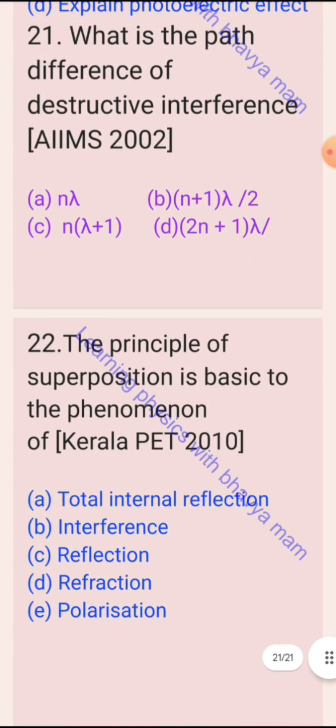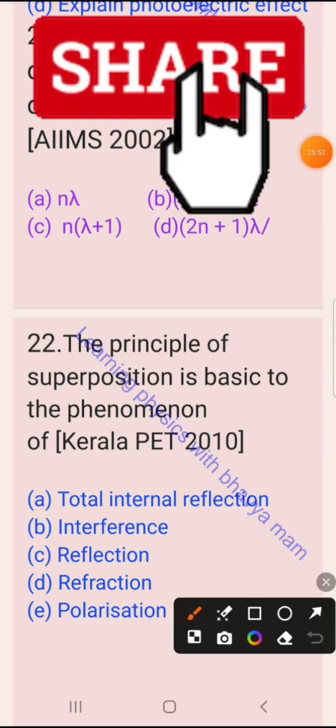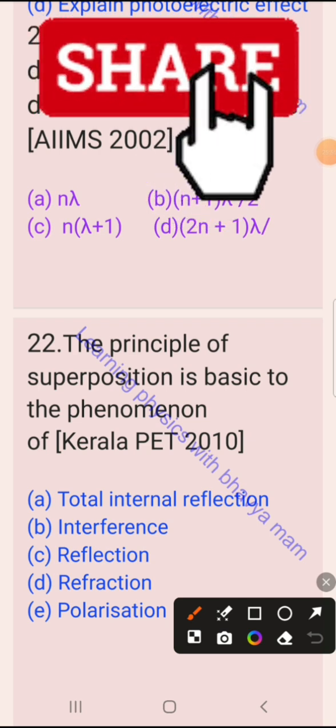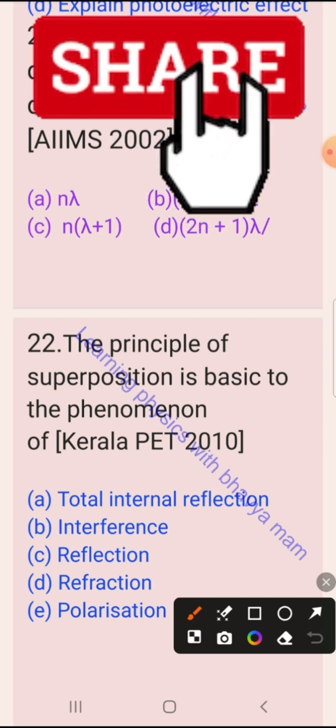21. What is the path difference of destructive interference? I already mentioned the path difference of constructive interference, which is n lambda. Then what is the path difference of destructive interference? The options are n lambda, n plus 1 lambda by 2, n into lambda plus 1, 2n plus 1 lambda by 2.